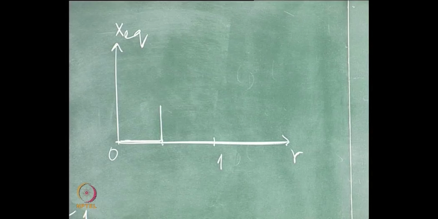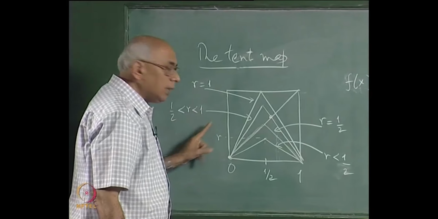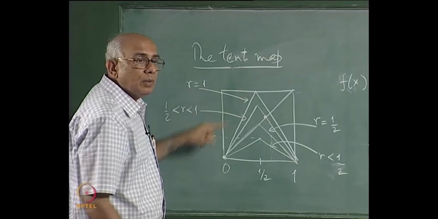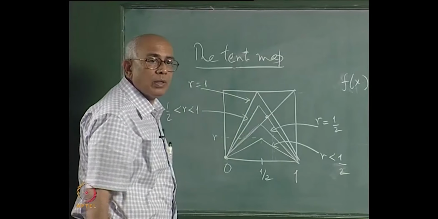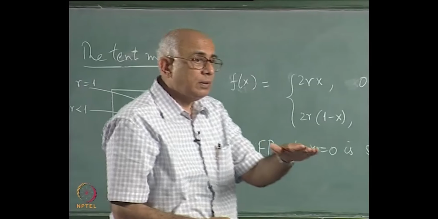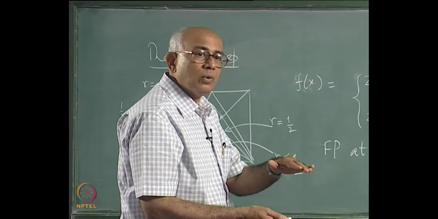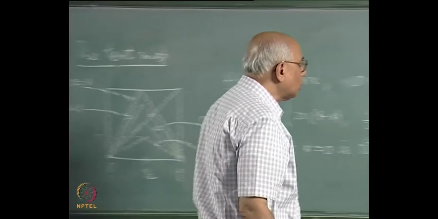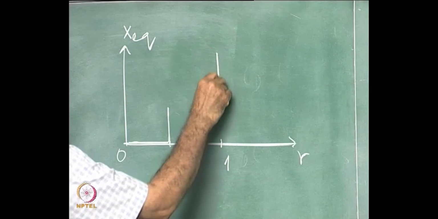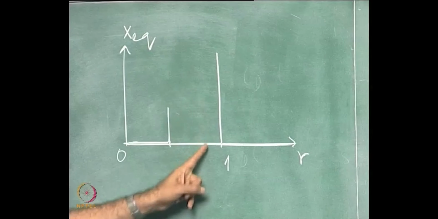And notice, if r takes on a value between half and 1, there is no way you are going to reach any values greater than r, because the function never takes you beyond the point r itself. So the unit interval is not covered. Wherever you start, eventually you are going to fall into a window between 0 and r, and at r equal to 1 the entire unit interval is an attractor, it is a chaotic attractor.